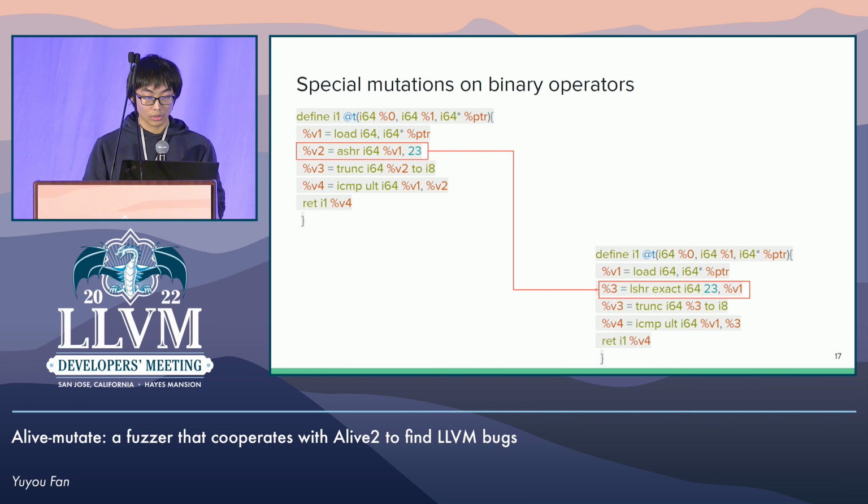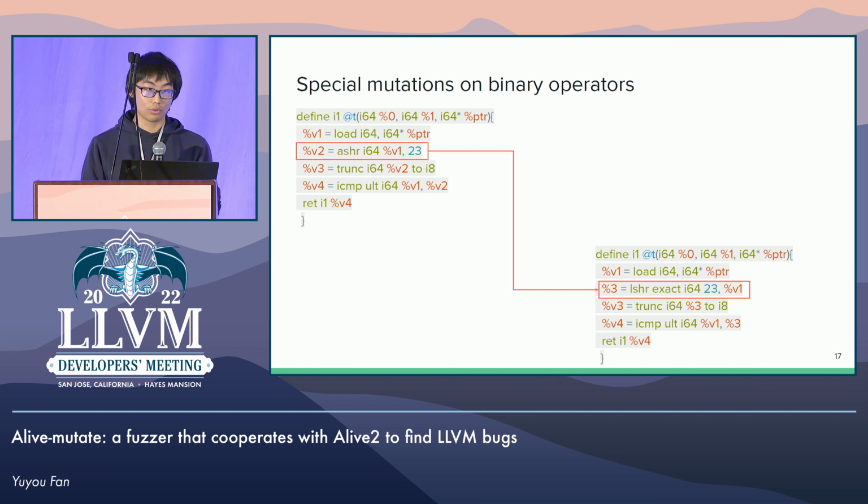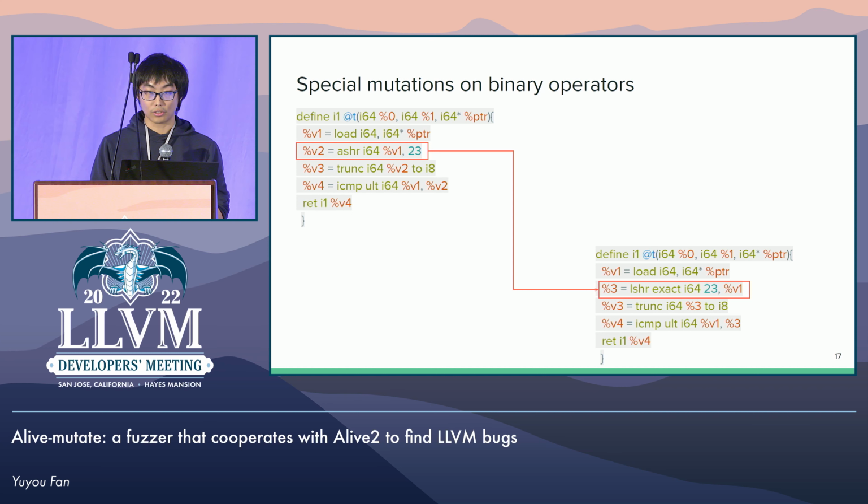Besides, we have a special mutation on binary operators. Because binary operators are almost predefined, and they only have 2 operands, we can swap operands, change the operator, and add certain flags. Here is the example on v2. v2 is an arithmetic shift and has operands v1 and 23. In the mutated version, we change it to a logical shift, add an exact flag on it, and change the order from v1, 23 to 23, v1.